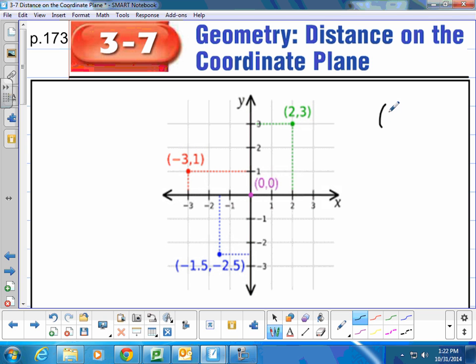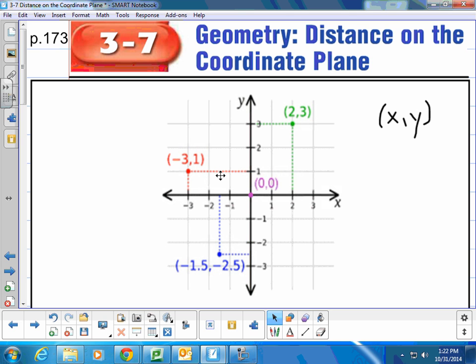On a coordinate plane, you plot points by using an ordered pair, which is made up of x and then y, and you do things left and right first, up and down second. Negative numbers tell you to move left, positive numbers tell you to move right on the x-axis. On the y-axis, positive numbers are up, negative numbers are down.